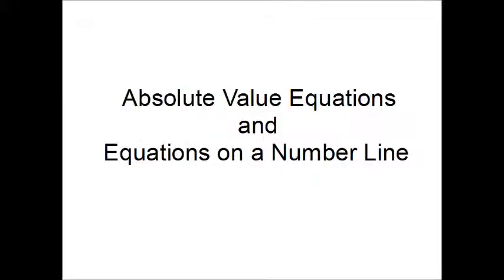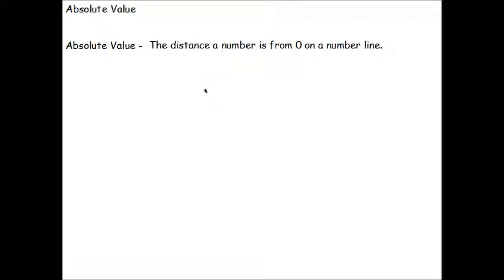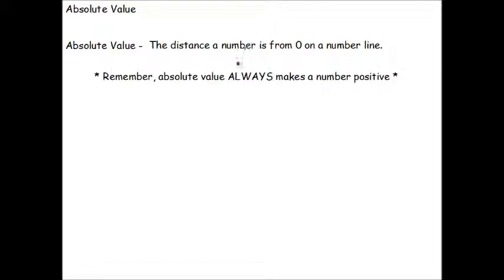Alright, today we're going to talk about absolute value equations and representing an equation on a number line and with pictures. So, let's start off with talking about absolute values and getting a definition. Absolute value is just the distance a number is from 0 on a number line, so we just count left to right no matter which way it is, back to 0, and that'll tell us what the absolute value is. So, remember, absolute value always makes a number positive.